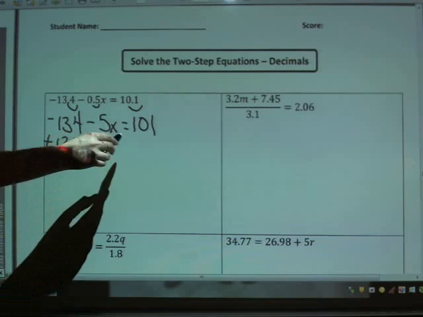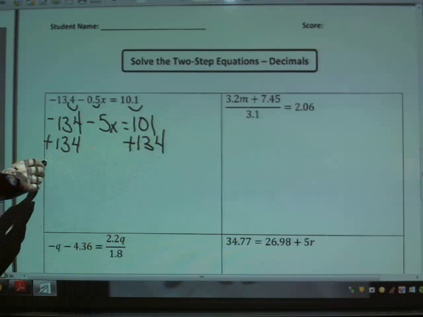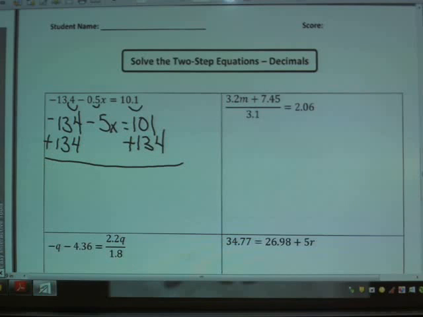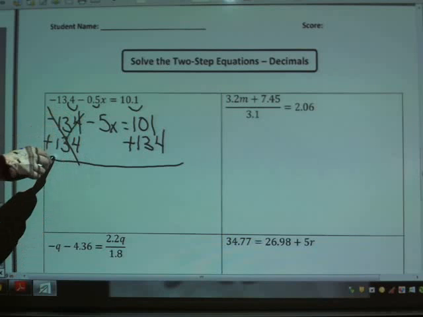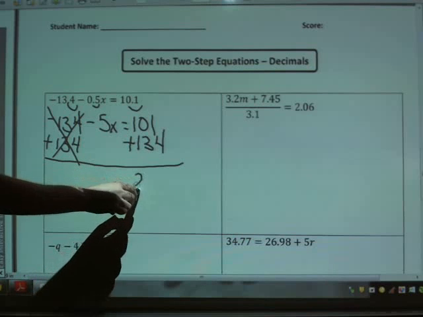Notice 134 as it sits in the problem is a negative. The opposite of a negative is a positive, and positive looks a lot like addition. It's going to wash those two out and gives me 101 plus 134, which in this case is 235.